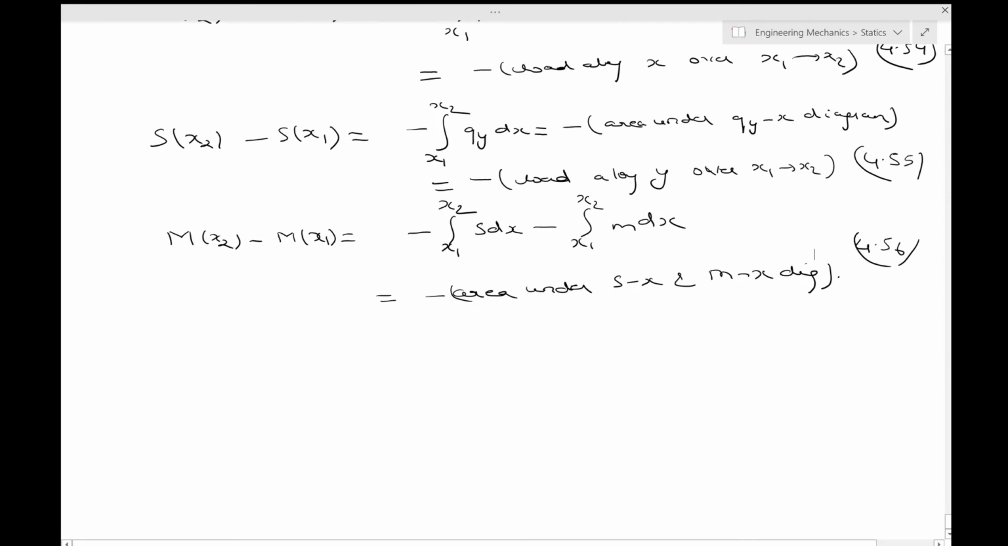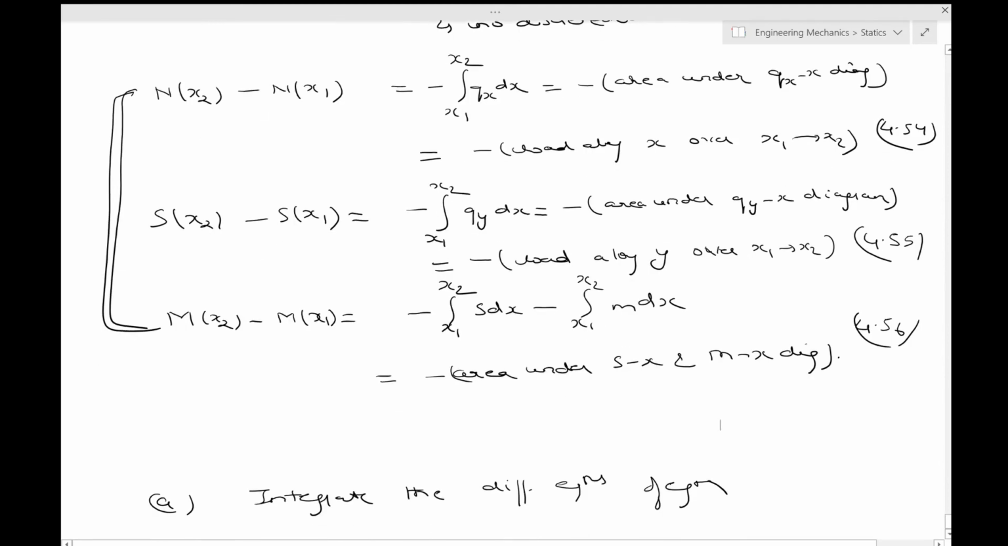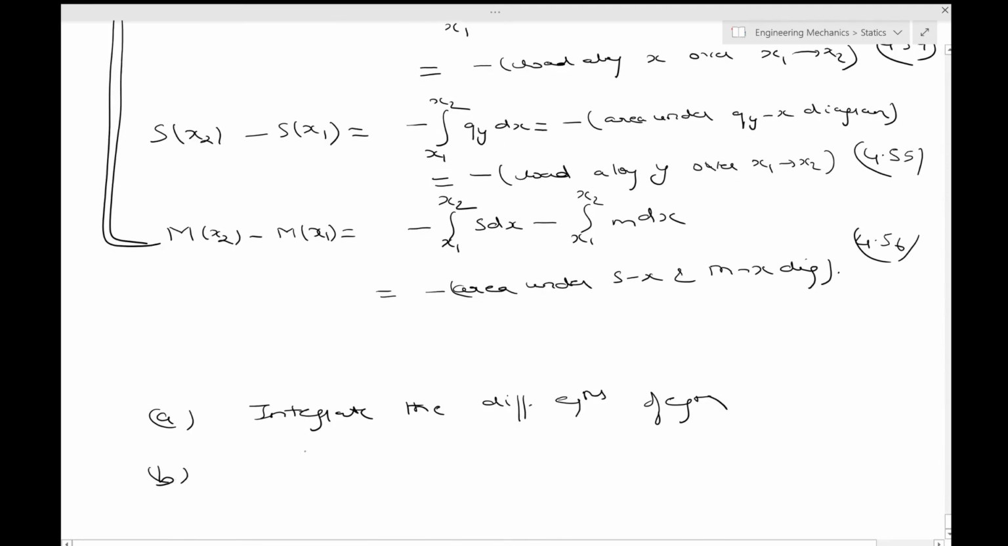So there are two ways you can draw this. One is that you integrate the differential equations of equilibrium. These are the differential equations of equilibrium. And then the second method is that you consider the equilibrium of a part of the beam.